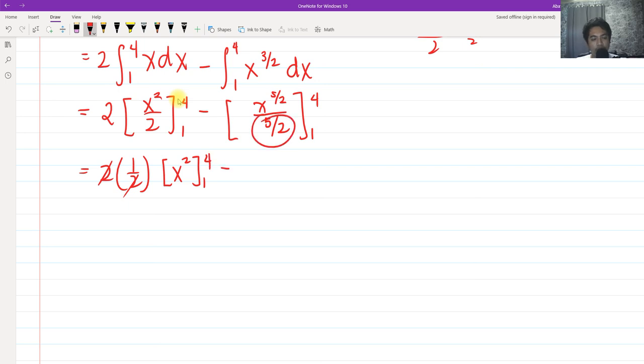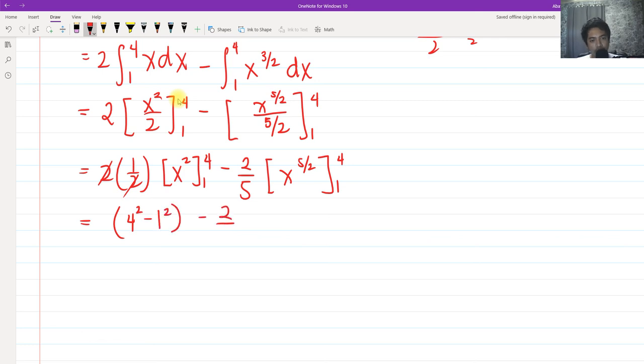Minus, getting the reciprocal and factoring it outside, this becomes 2/5 of x raised to 5/2, evaluated from 1 to 4. So this becomes 4 squared minus 1 squared, minus 2/5 times 4 raised to 5/2 minus 1 raised to 5/2. That would be the definite integral. So that would be 16 minus 1, which is 15, minus 2/5.